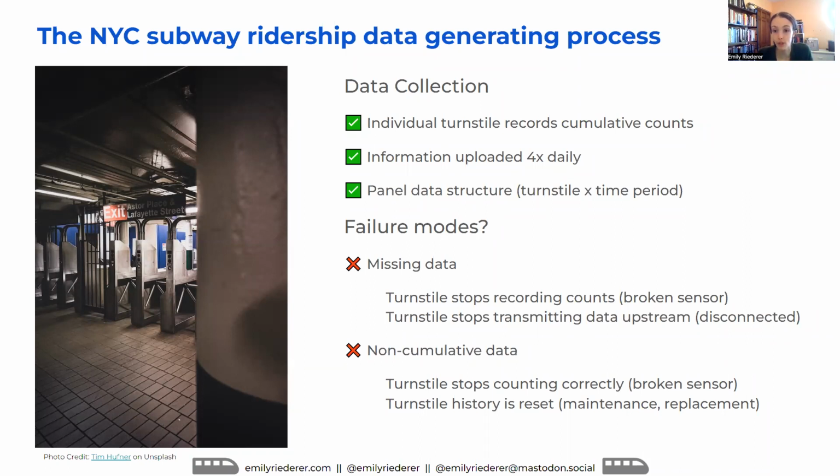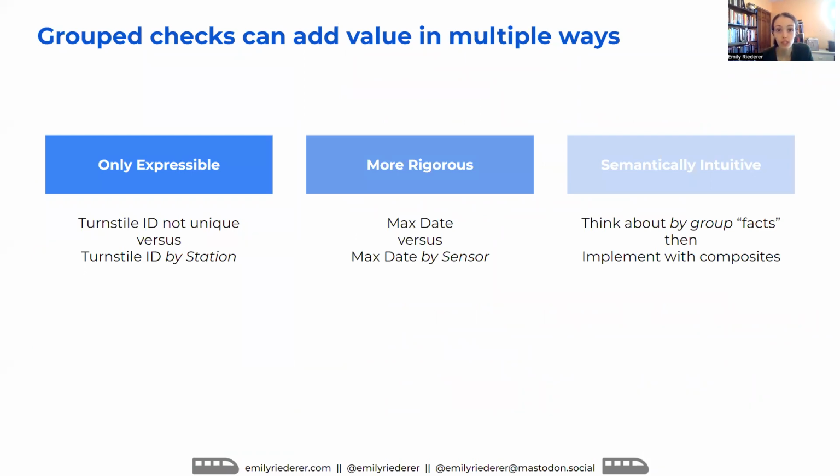And one specific category of this sort of tweak that I found to be useful is doing checks at a group level. Often many of the common data tests that you think about in terms of uniqueness, minimums, maximums, etc., are a bit underpowered in a way. And simply by adding a grouping dimension to that, especially when you're working with panel data, can be really powerful. Some checks are only expressible at all by the group level. For example, a turnstile ID might not be unique across the system, but it should be unique at the station level.